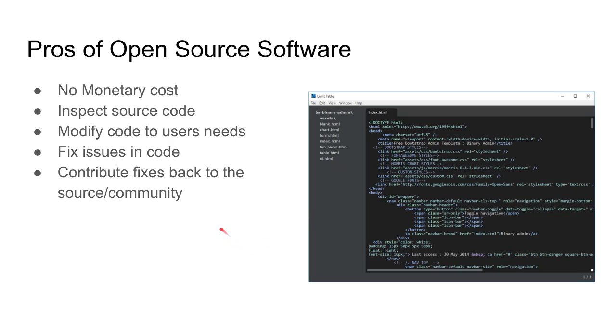So let's go over some of the pros of open source software. You'll find, okay, they have no monetary cost, so free, great. It allows you to inspect the source code. Well, obviously, if they let you download it, then you can inspect it.